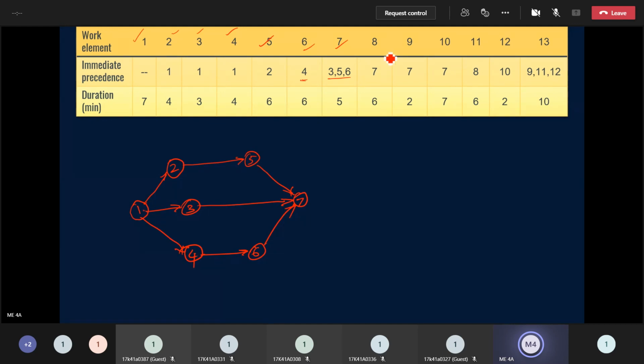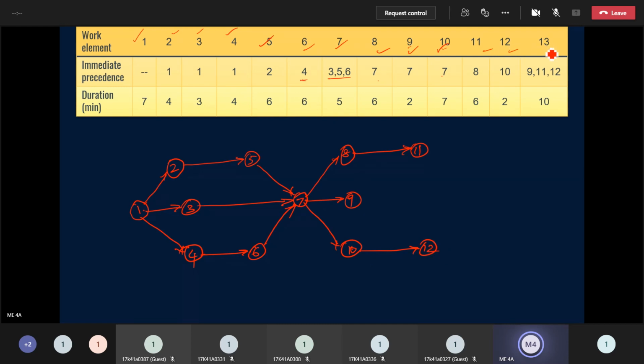Then 8th element, 9th element, 10th element. For all of them, precedence is 7 only. You can go step by step also. So let this be 8, 9, 10. Then 11th element, precedence is 8. 12th element, precedence is 10.